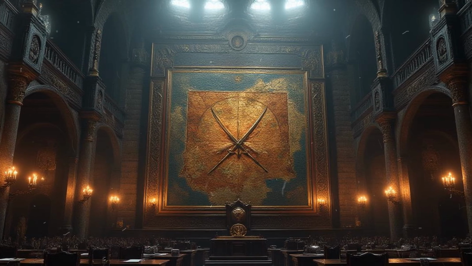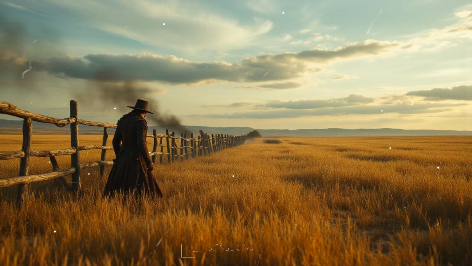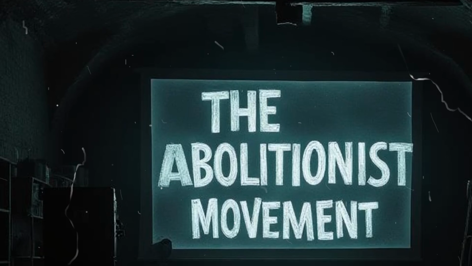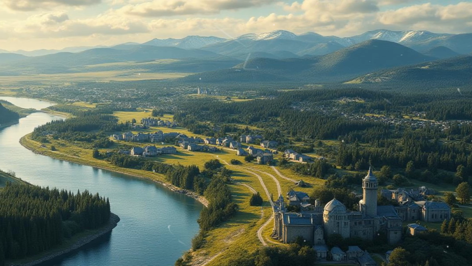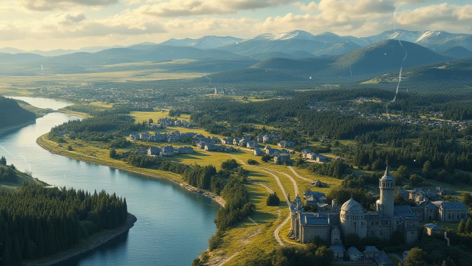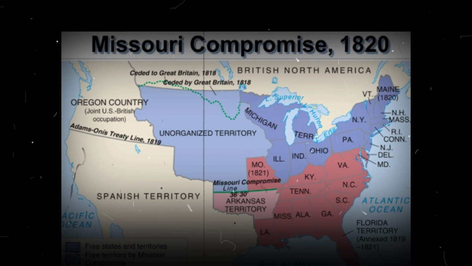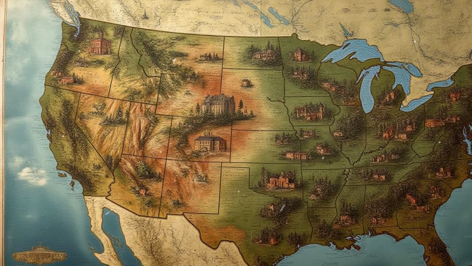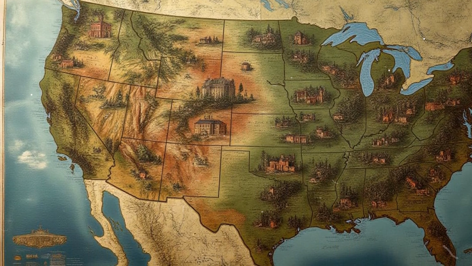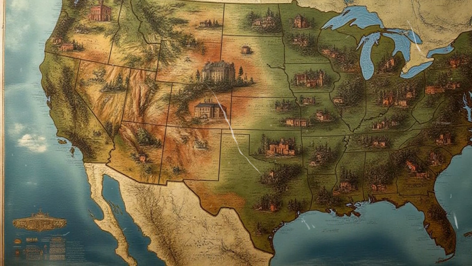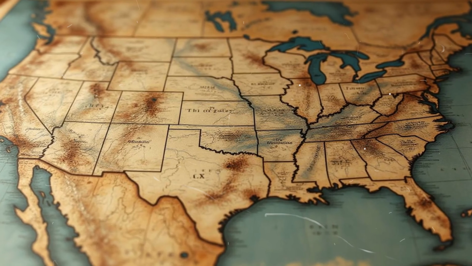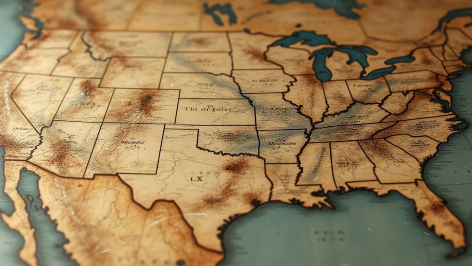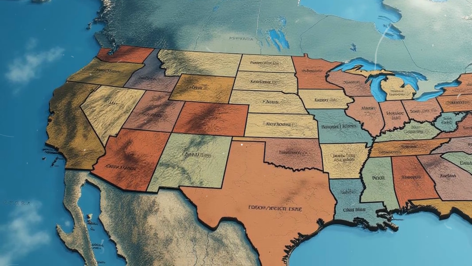The tension would continue to build, leading to violent clashes, the rise of the abolitionist movement, and eventually the secession of the southern states, plunging the nation into civil war. The Missouri Compromise of 1820 was a pivotal moment in American history, a moment that showcased the delicate balance the nation tried to maintain in the face of deep divisions over slavery, but it also foreshadowed the storm that would come. As the country grew, so too did the tensions that threatened to tear it apart.